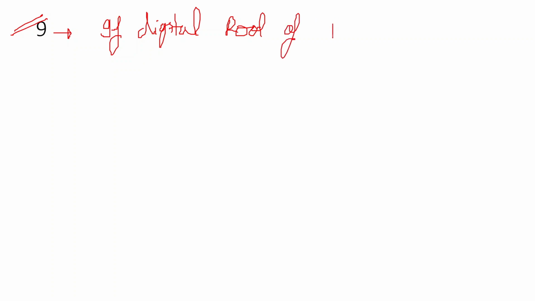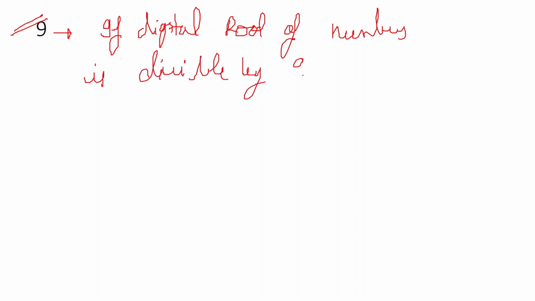Remember this thing. Now let's see the rule of 9. The rule of 9 is also similar. If the digital root of the number is divisible by 9, then the number will be divisible by 9, else the number will not be divisible by 9. You can note down: if the digital root of the number is divisible by 9, then the number will be divisible by 9, else the number will not be divisible by 9. I hope this is clear.